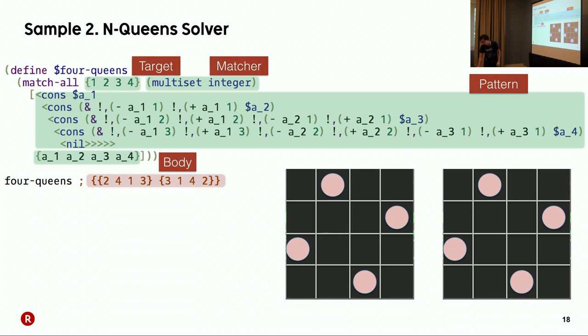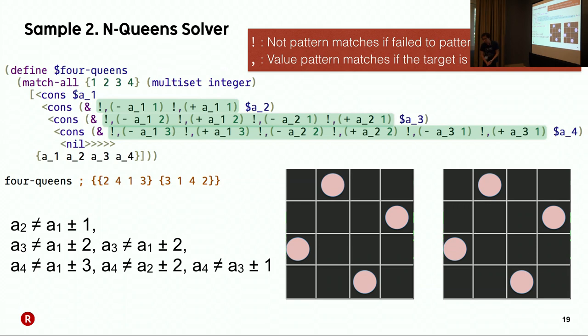This program solves the four queens problem. The answer 2413 means such a kind of position of queens. The solution must be a rearrangement of this collection, so we pattern match them as a multiset of integers. The requirement that no two queens share the same diagonal is represented with a condition like this. It is written using a not pattern and a value pattern like this.